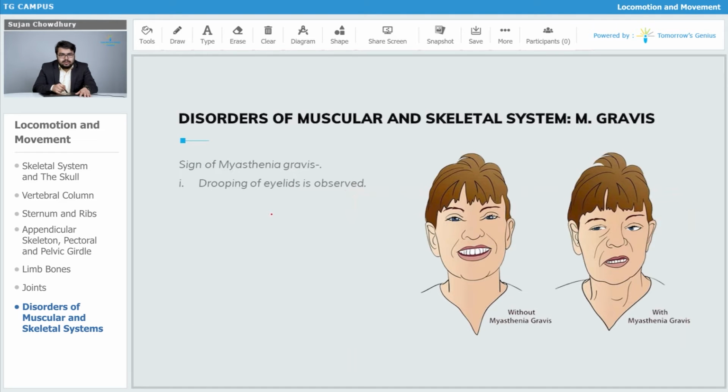Now, what are the signs of the disease? The sign is drooping of the eyelid. So we can clearly observe this. With Myasthenia gravis, the individual on the right is experiencing drooping of the eyelid. There is weakening of arms and legs, for as it damages the neuromuscular junction, arms and legs are also affected and we feel weak in those areas. It causes change of voice. We observe difficulty in swallowing.